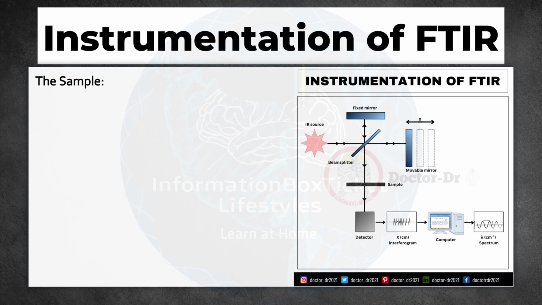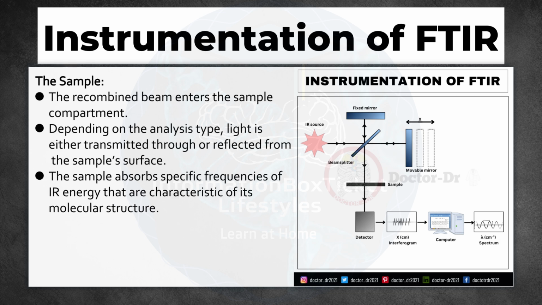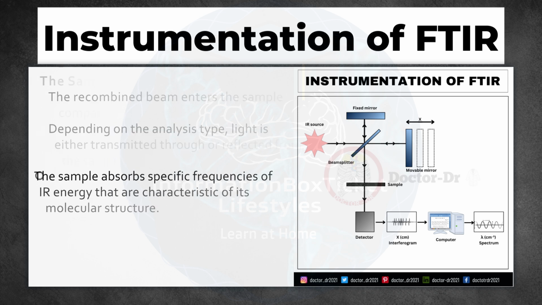The sample. The recombined beam enters the sample compartment. Depending on the analysis type, light is either transmitted through or reflected from the sample's surface. The sample absorbs specific frequencies of infrared energy that are characteristic of its molecular structure.